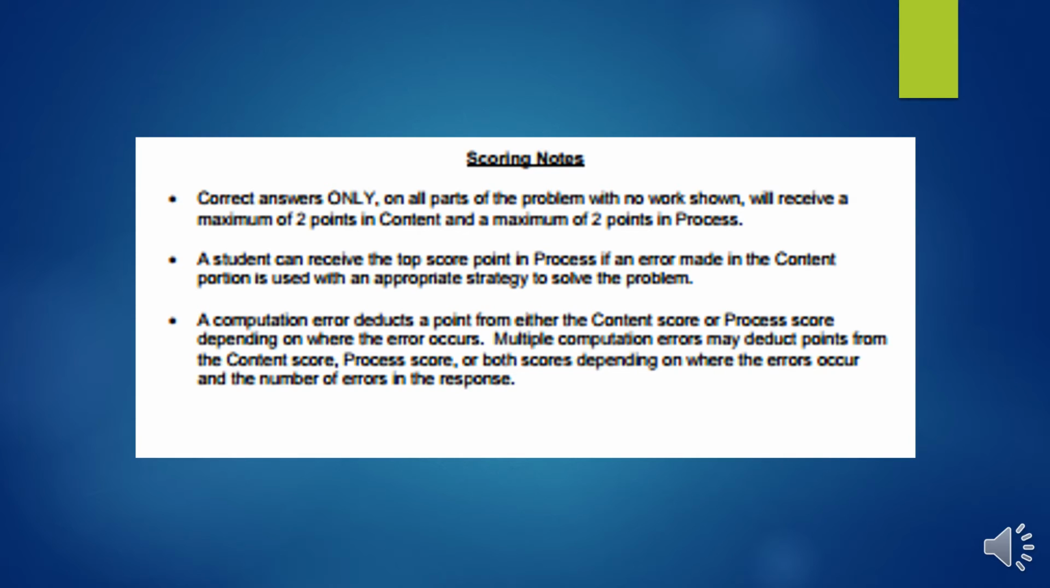Once again, you can still receive a 3 in process even if you've made an error in your computations. So maybe you added wrong or you divided wrong. You can still get a 3 in process as long as you followed an appropriate strategy. So you wrote out an appropriate equation and you worked through it. If you made a simple addition or subtraction error, you can still get full points for process. You will only lose points for content. A computation error deducts points either from content or from process, depending on where the error occurs. This is just like the constructed response questions. It depends exactly where you make your math errors.